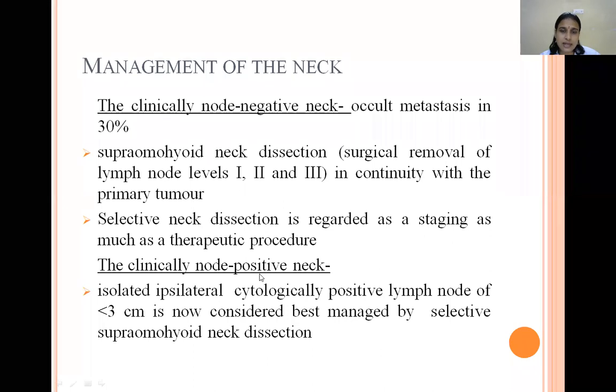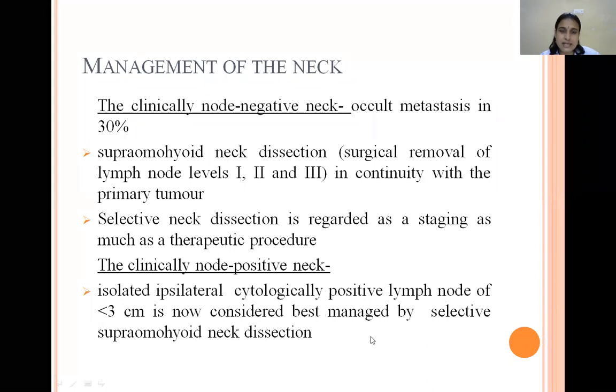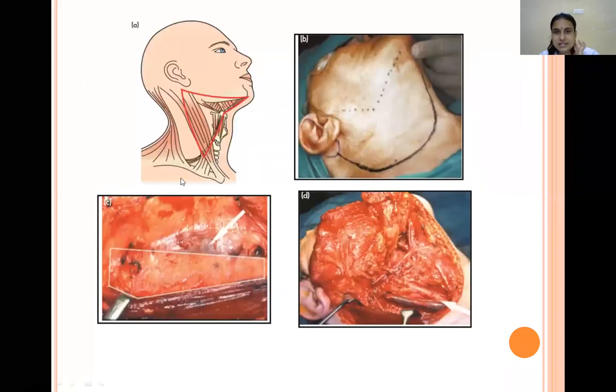Clinically positive neck, where neck lymph nodes are positive. If it is on the same side and less than 3 centimeters, we'll go for selective supraomohyoid neck dissection. This is the incision that is given to go for neck dissection. The area of the neck lymph nodes that are removed: levels 1, 2, and 3 are removed, preserving the IJV. Okay. Preserve the spinal accessory, IJV, and the sternocleidomastoid.